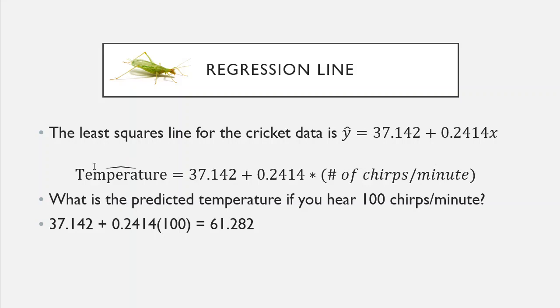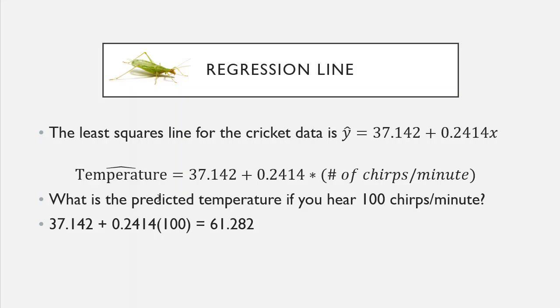This is putting it in context. The predicted temperature is the y-intercept plus the slope times the description of the variable in context, the number of chirps per minute. See, this is sort of mathematical, but this is showing me that this is real data that has meaning and you can interpret it.